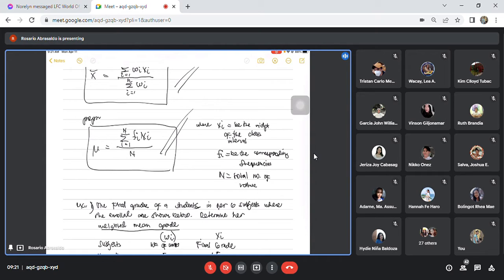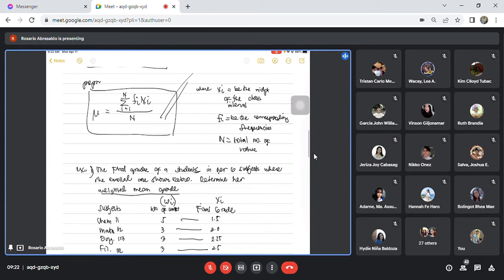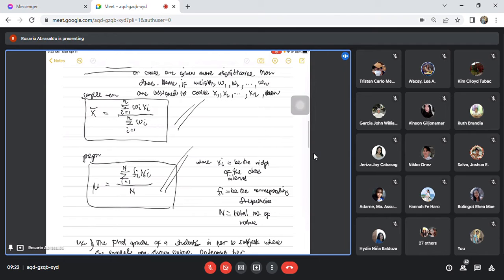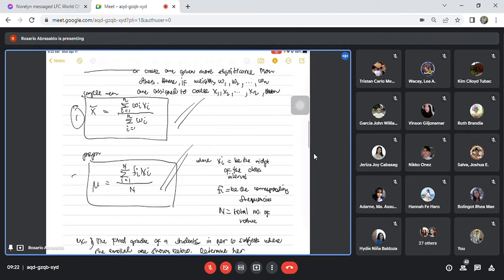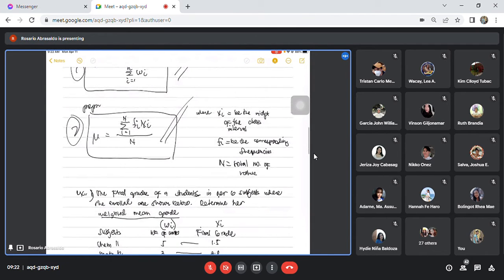So x sub i is the midpoint of the class interval over n, the total number of values. So this is an example. Using the weighted mean, no? Kanya to gamiton ang first formula. The first formula to come up with the weighted mean, so it is being asked here, the weighted mean. Weighted mean, ato ang computon.